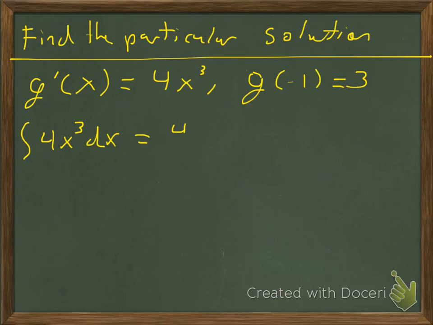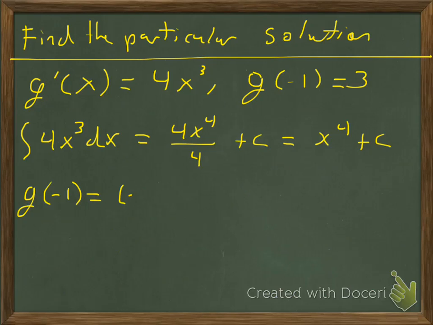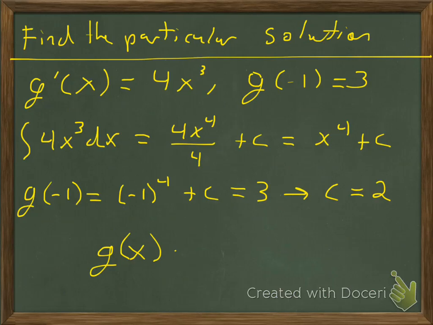So when we do that, add 1 to the exponent, divide by the exponent, add your constant of integration, and we've got some initial conditions, which is going to allow us to find what the c is. So we'll have a particular solution. So g of -1 for our position function, -1 to the 4th, plus c equals 3, so the c must be 2 in order to satisfy that equation. So our position function is x to the 4th plus 2. Okay.